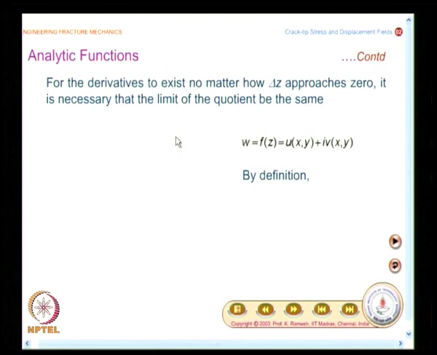So, what you will have to keep in mind is, for the derivatives to exist, no matter how delta z approaches 0, it is necessary that the limit of the quotient be the same. So, that has to be ensured. So, you look at this function w as a real part u(x, y) plus imaginary part given as i times v(x, y).